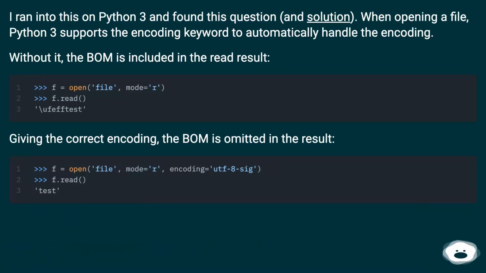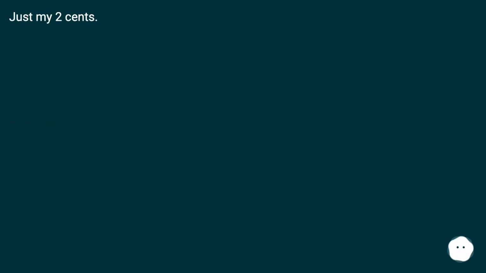I ran into this on Python 3 and found this question and solution. When opening a file, Python 3 supports the encoding keyword to automatically handle the encoding. Without it, the BOM is included in the read result. Giving the correct encoding, the BOM is omitted in the result. Just my 2 cents.